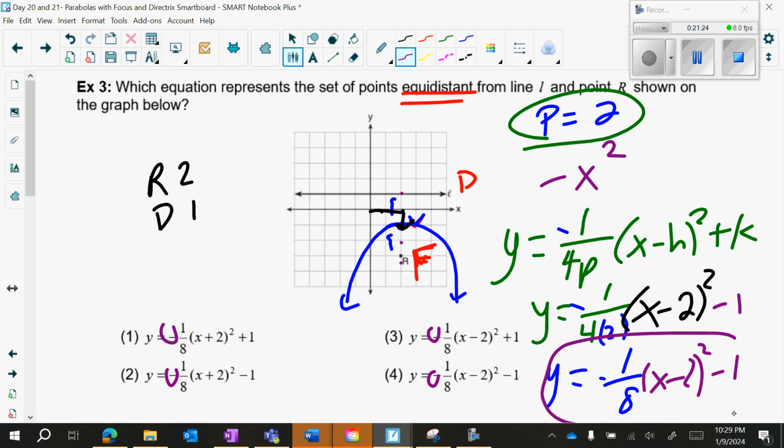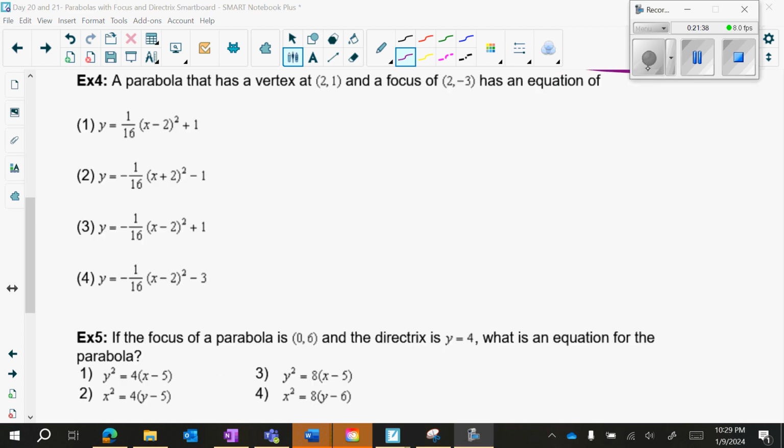Let's see if we have a choice. Negative 1/8 (x minus 2) squared minus 1. That is choice 4. So I do want to mention that you could put all these choices in y equals and then graph all of them and see which one will look like your picture if you do the picture. All right, next one. Let's see if you can do it. So I want you to first sketch it and then find the value of p and then see if you can pick your answer.